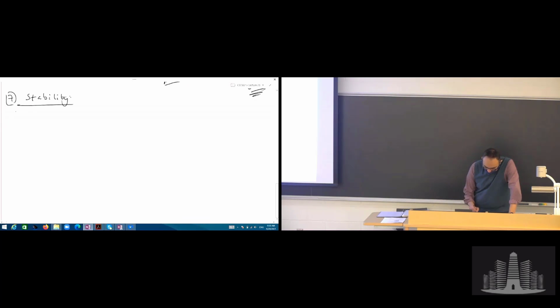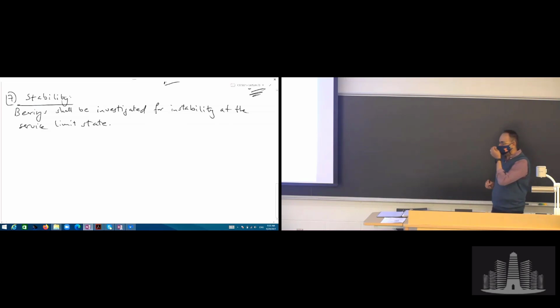So I'll just write down here for you to remember that bearings shall be investigated for instability at the service limit state load combinations. You know that we have to use the load combinations for the service limit state. Okay. And how do we do this check?